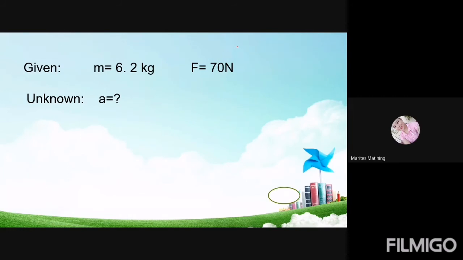Ma'am, bakit si F naka-big letter, si M naka-small, si A naka-small? Kasi di ba sa mga symbols, importante yan. Once na binig letter kasi natin si A, hindi na siya acceleration. Sino na siya? Area. Diba? A, area. Area ng square, area ng rectangle, yun ang ibig sabihin nun. Okay? So, next. So, ang formula natin for A is force divided by mass.